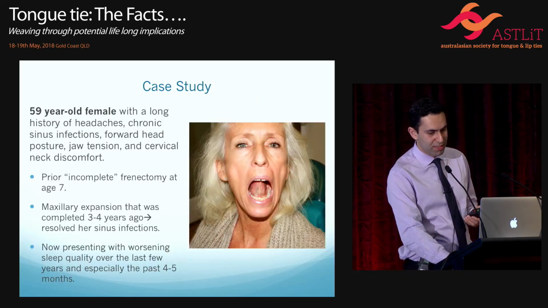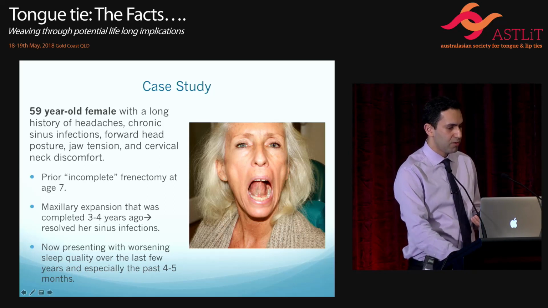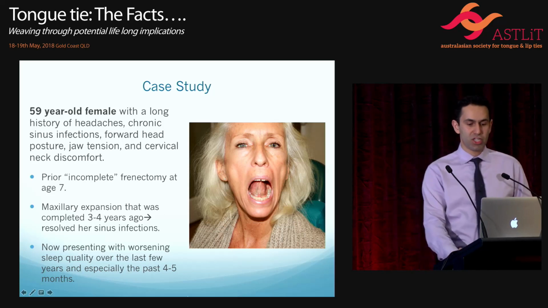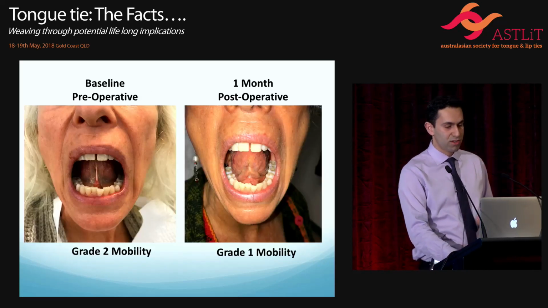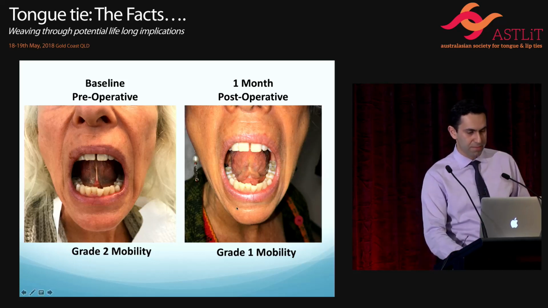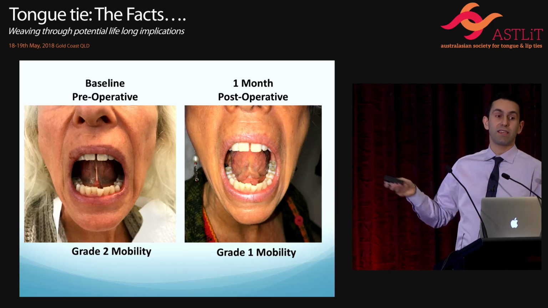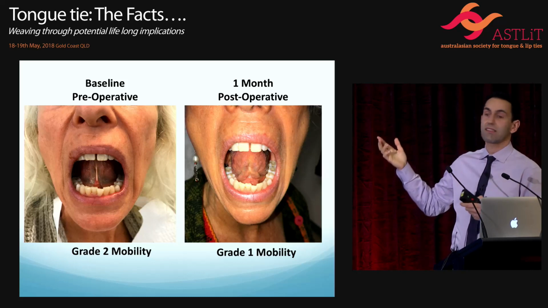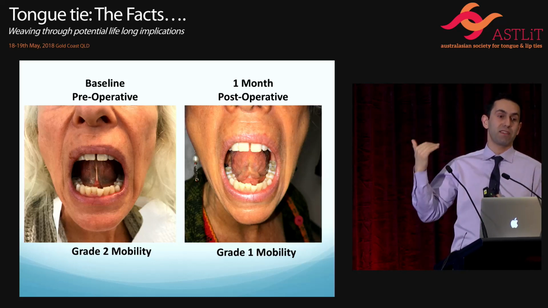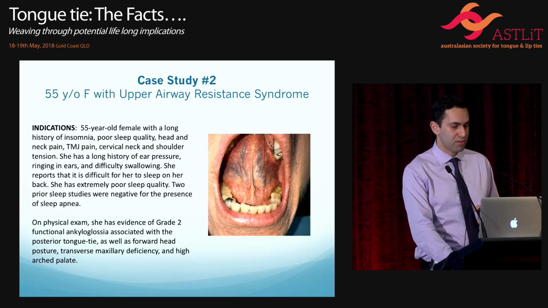And so yesterday we looked at this case study of this patient with incomplete prior frenectomy, and we saw how much she improved after the procedure. And so we'll take a look at her pre-op and post-op. You're not really seeing the severe tongue tie that you might expect, because she is compensating for it because of problems with her posterior tongue tie. And so that's just one case, and so here's another.